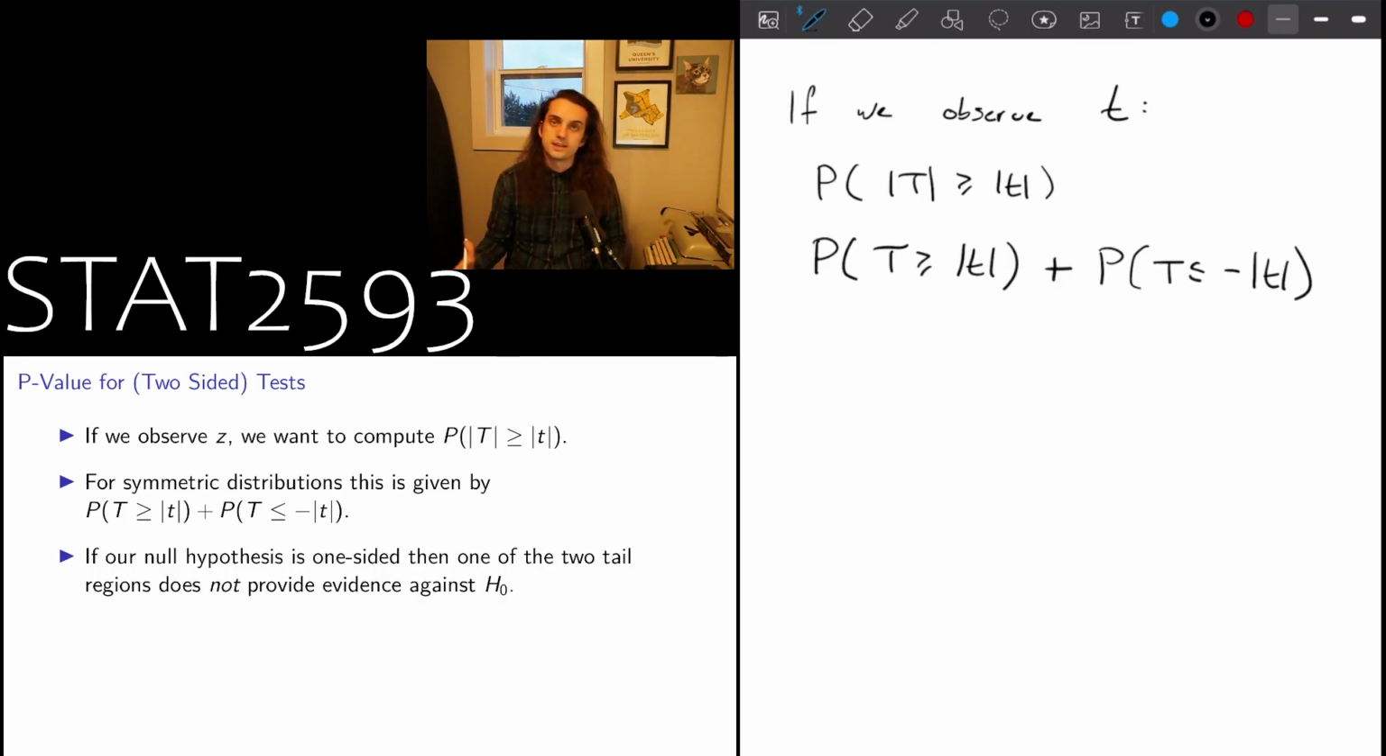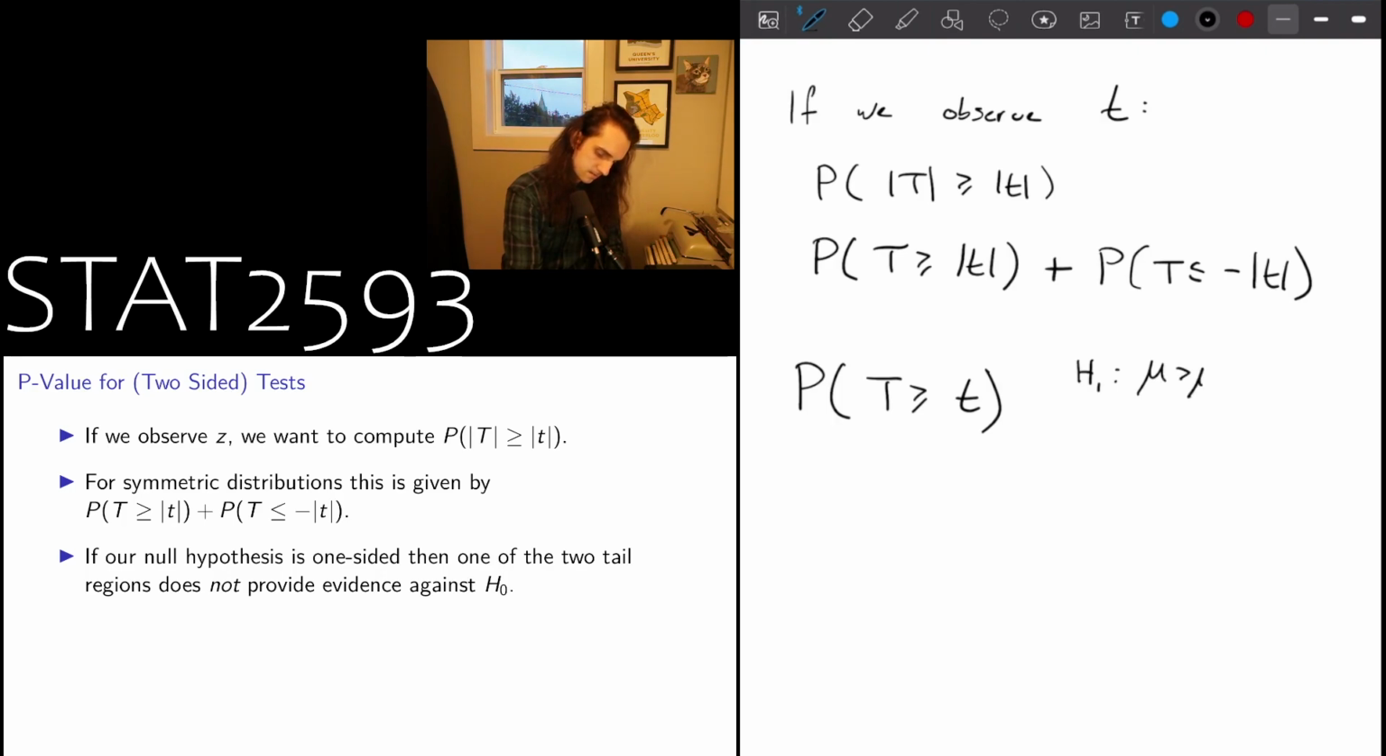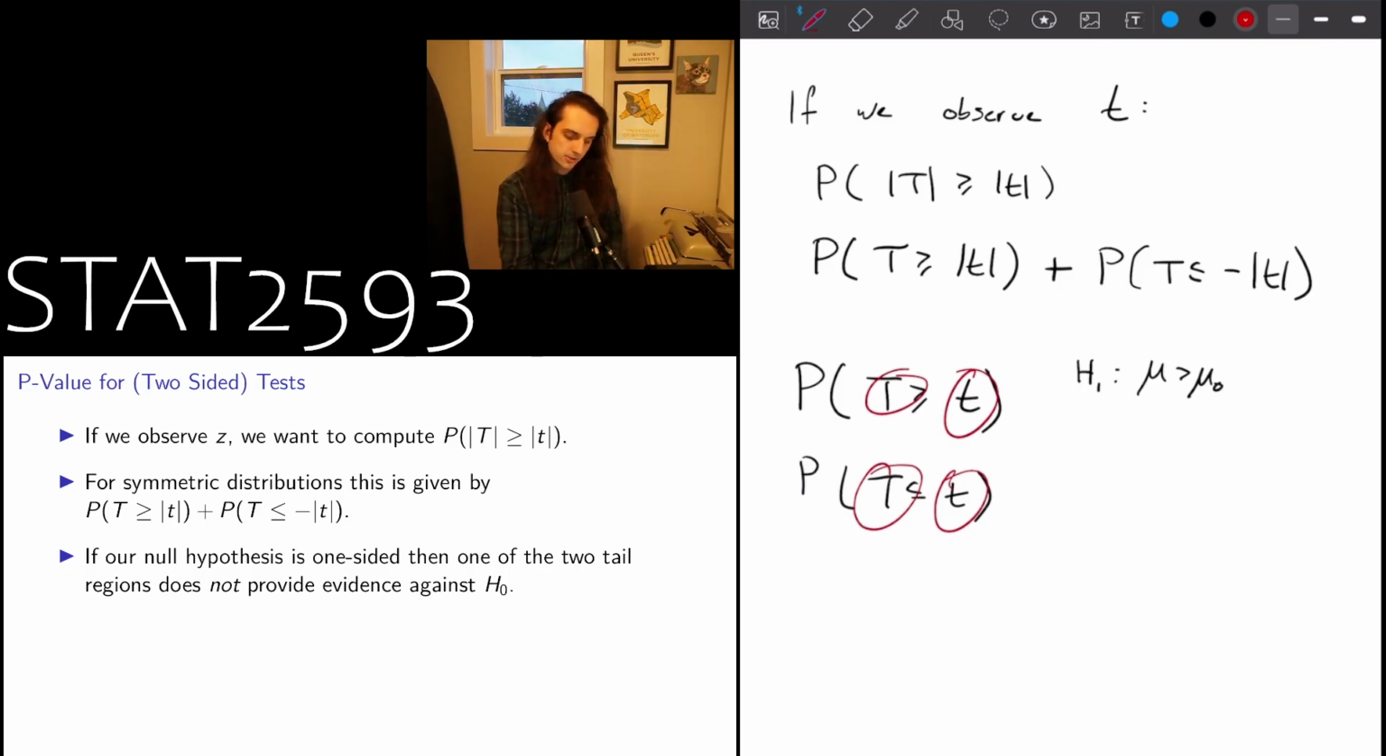If we're using a one-sided null hypothesis, then we would only consider one tail or the other. In this case, we would either be looking at the probability that t is greater than or equal to the observed t, assuming that the alternative is that mu is actually greater than mu naught, or we could take the probability that t is less than or equal to the observed t in the other case. That's just looking at one of the two tails there. Again, we're not going to be taking the absolute value of anything in the one-sided case, because if our alternative is mu greater than mu naught, and you observe a negative value, that's actually evidence in favor of the null hypothesis.